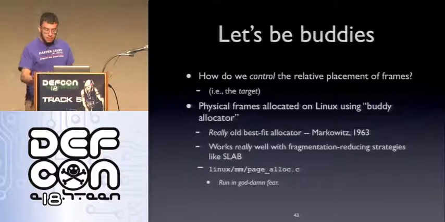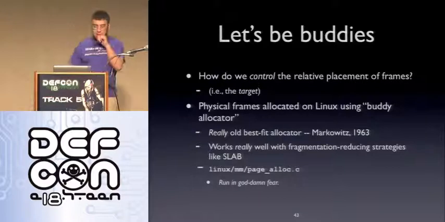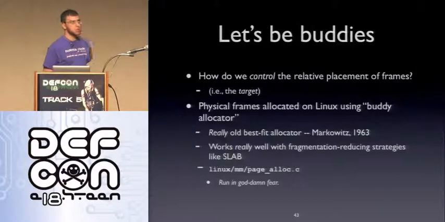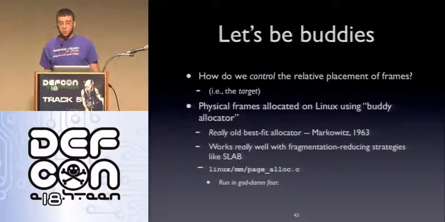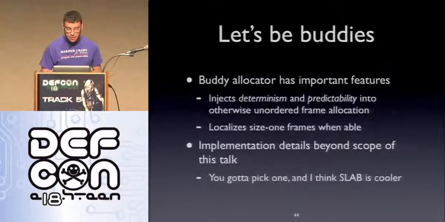So the implementation of this lives in Linux MM pagealloc.c. This is 4,000 lines of really, really, really well-tuned code, tuned to the weird cache infrastructures of Alpha, x86, ARM, Itanic, run in goddamn fear. You don't want to read it. Get a copy of Understanding the Linux Kernel. It's got a good description of it. That book is my god now.